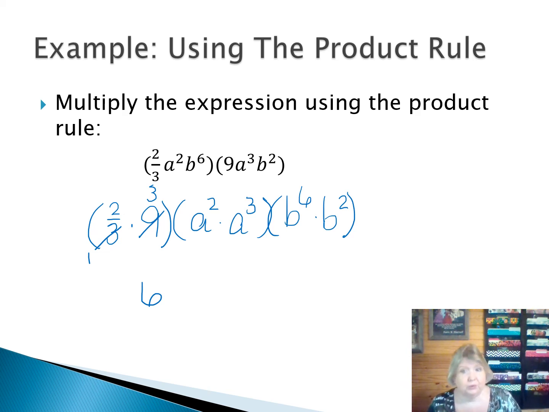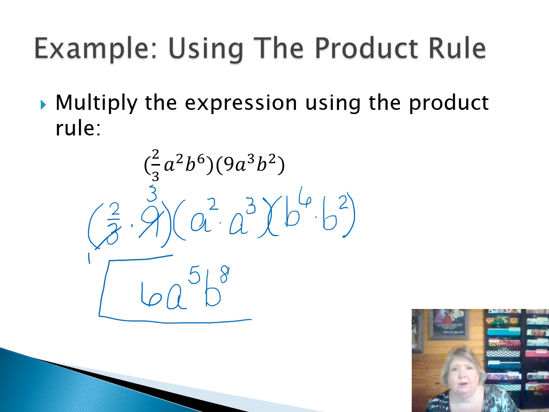All right, so then A is my base, and I add the exponents. 2 plus 3 is 5. B is a base, and 6 plus 2 is 8. And all of a sudden, that big, long problem didn't look so hard anymore. Okay?